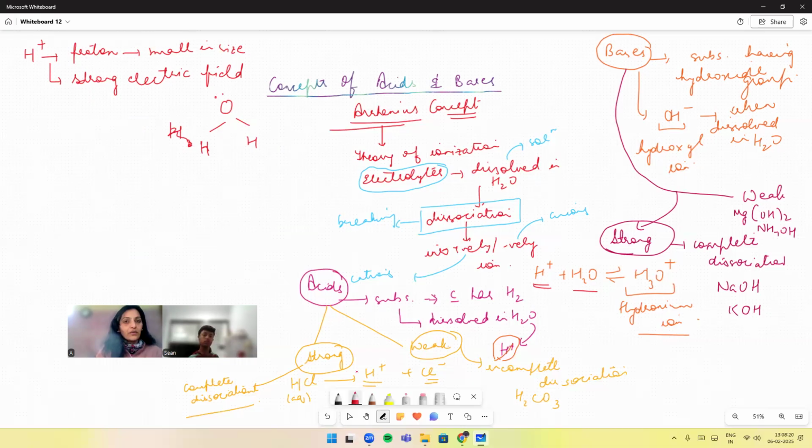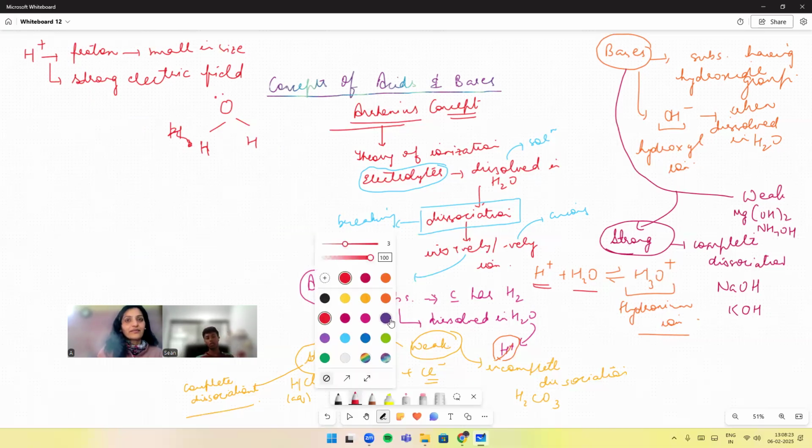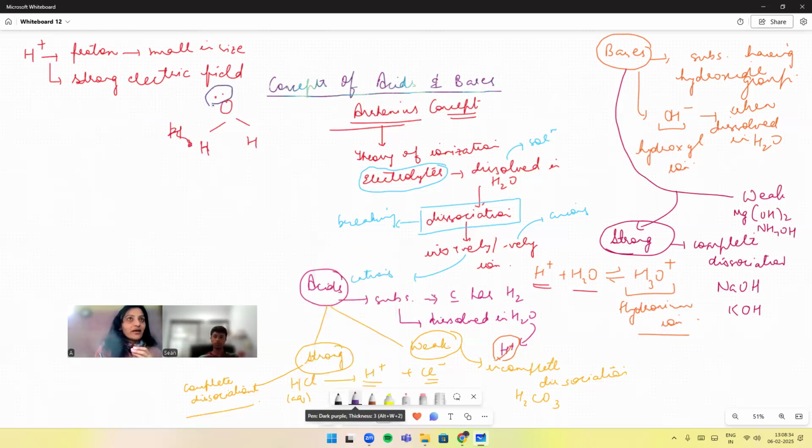Yeah, what's that? Where the electron is by itself. Yeah, they have an extra pair of electrons which is unshared. An unshared pair of electrons is called a lone pair.